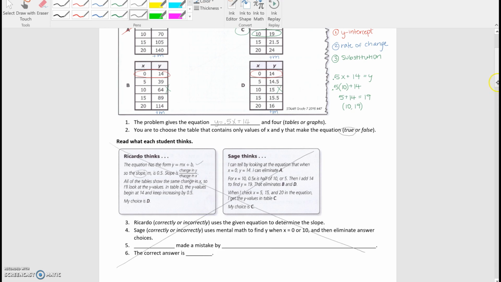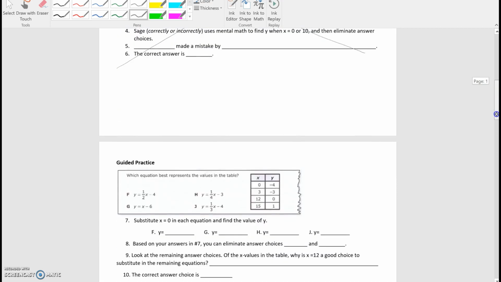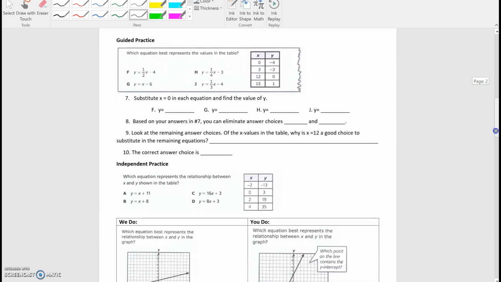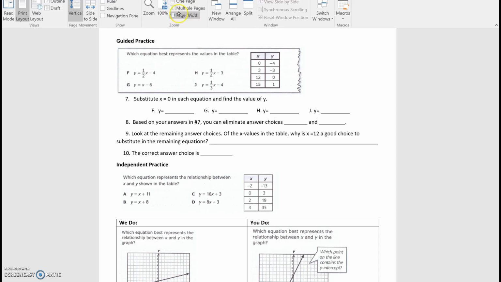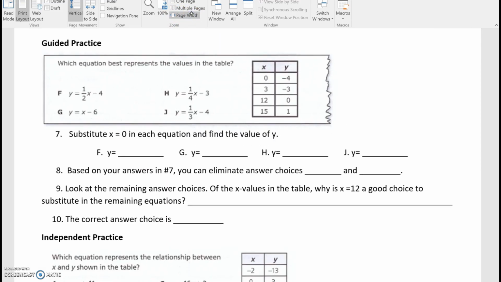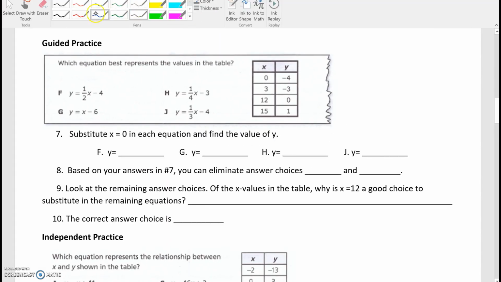All right. So next, we're going to go down to our guided practice, and we are going to take a look at this table here. Let's see. Okay, so for this table, again, we're going to start with our y-intercept. It says which equation best represents the values in the table. So step one, we're going to do our y-intercept.